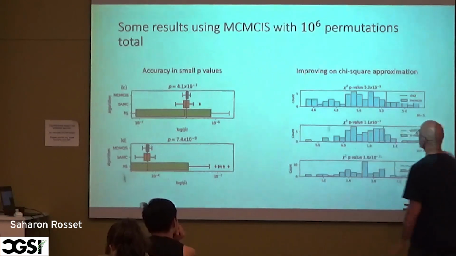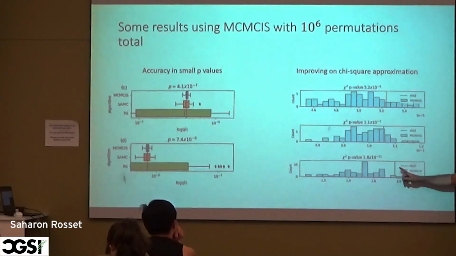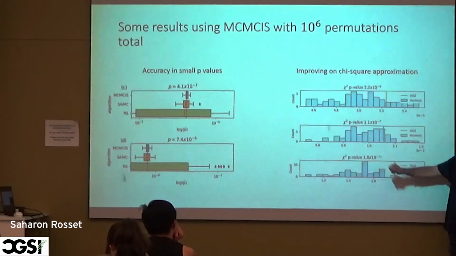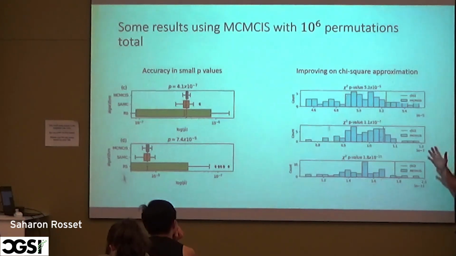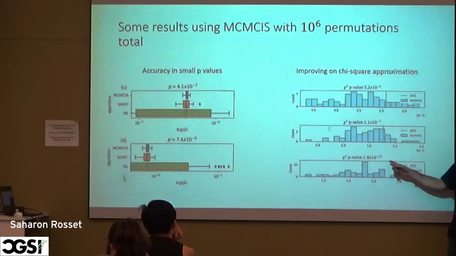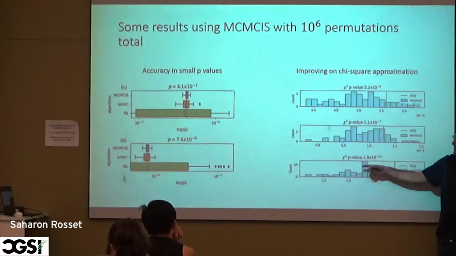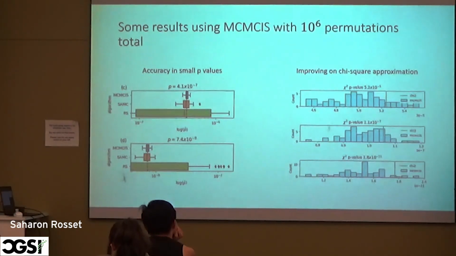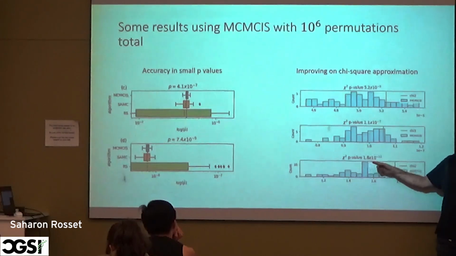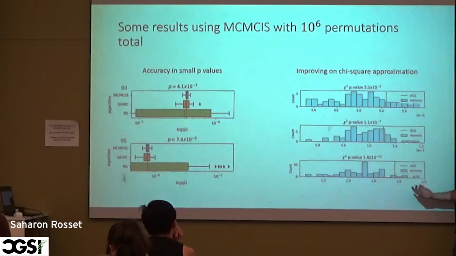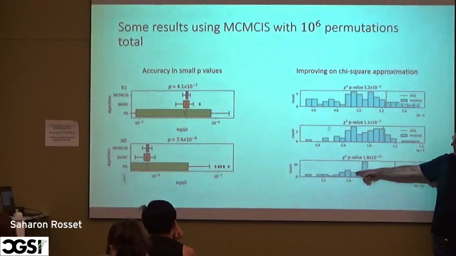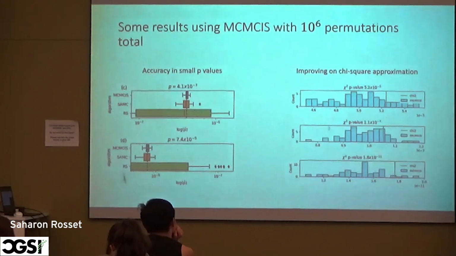And the one on the right is really interesting. It's just the start of something, but this is taking chi-square p-values for 3x2 tables, so tables where we don't have a Fisher exact test, and comparing the chi-square p-value to the MCMC-IS estimates with 1 million permutations. So for a p-value of order 10 to the minus 11, we don't get perfect estimates with MCMC-IS. This is just a histogram of multiple runs of the MCMC importance sampling.